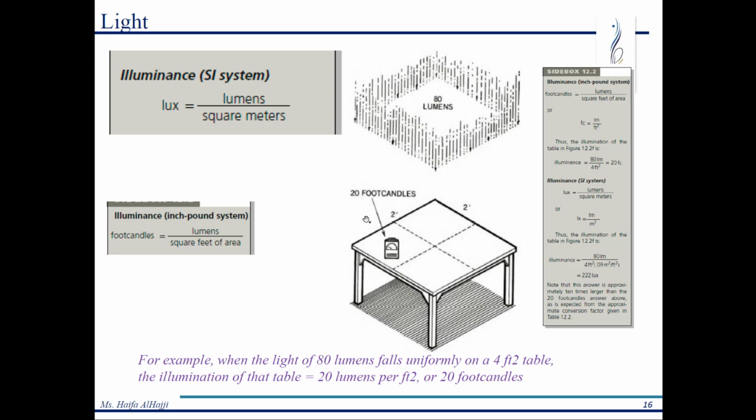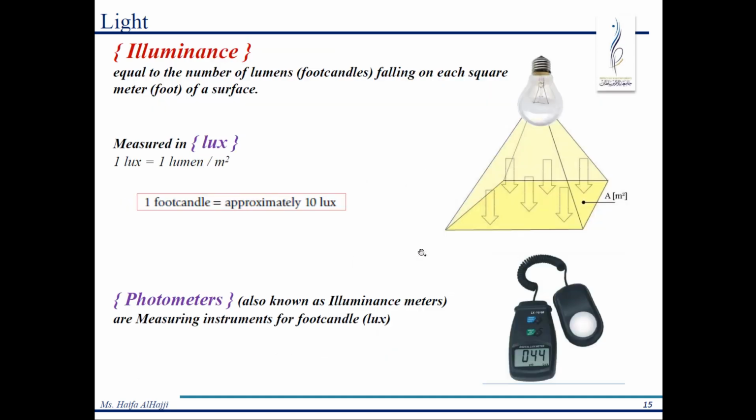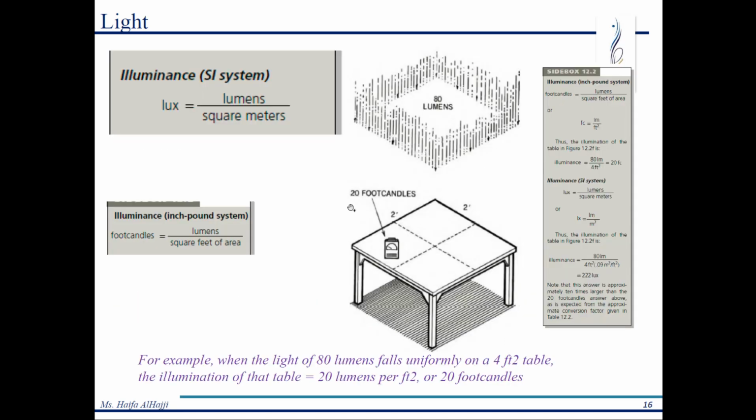So this is how you can calculate the amount of lumens. For example, we know the amount of lumens falling on the surface area, and we know the surface area. So if we want to get the lux value or foot candle value, we can just divide the lumens over the square meter of the surface, and we get the lux value.